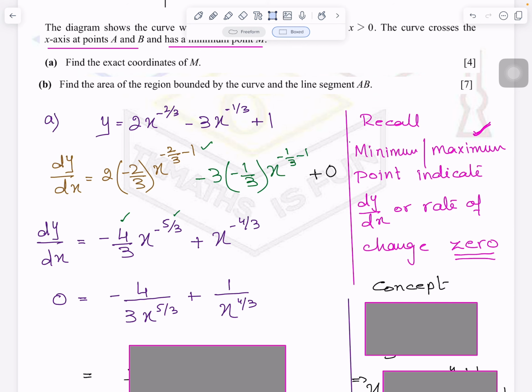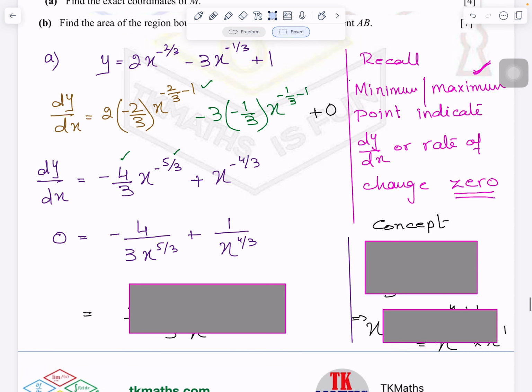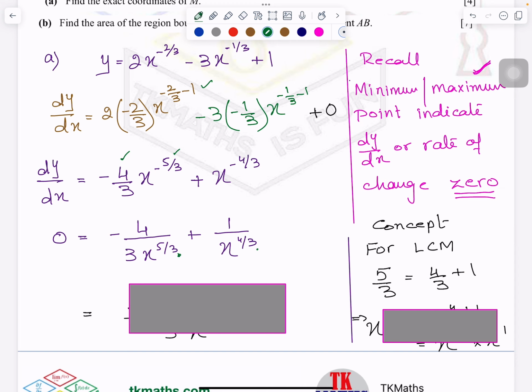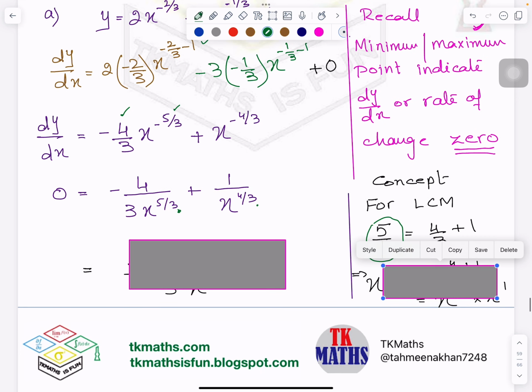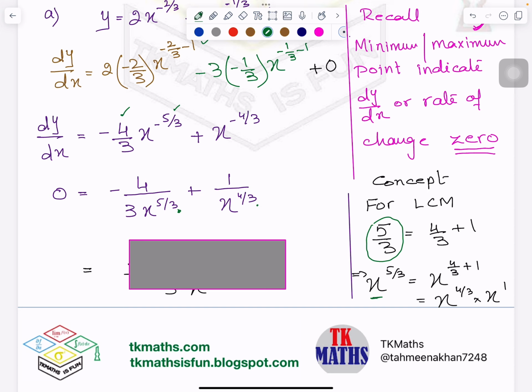Now we have to take the LCM here. If you see, there is a very clear relationship between power 5 over 3 and power 4 over 3. What is that relationship? See here. The 5 over 3 can be broken up as 4 over 3 plus 1. So this x power 5 over 3, which is here, can be written like this, x power 4 over 3 plus 1, and it can be written separately like this. So I can say that this term has x power 4 over 3 and x power 1.